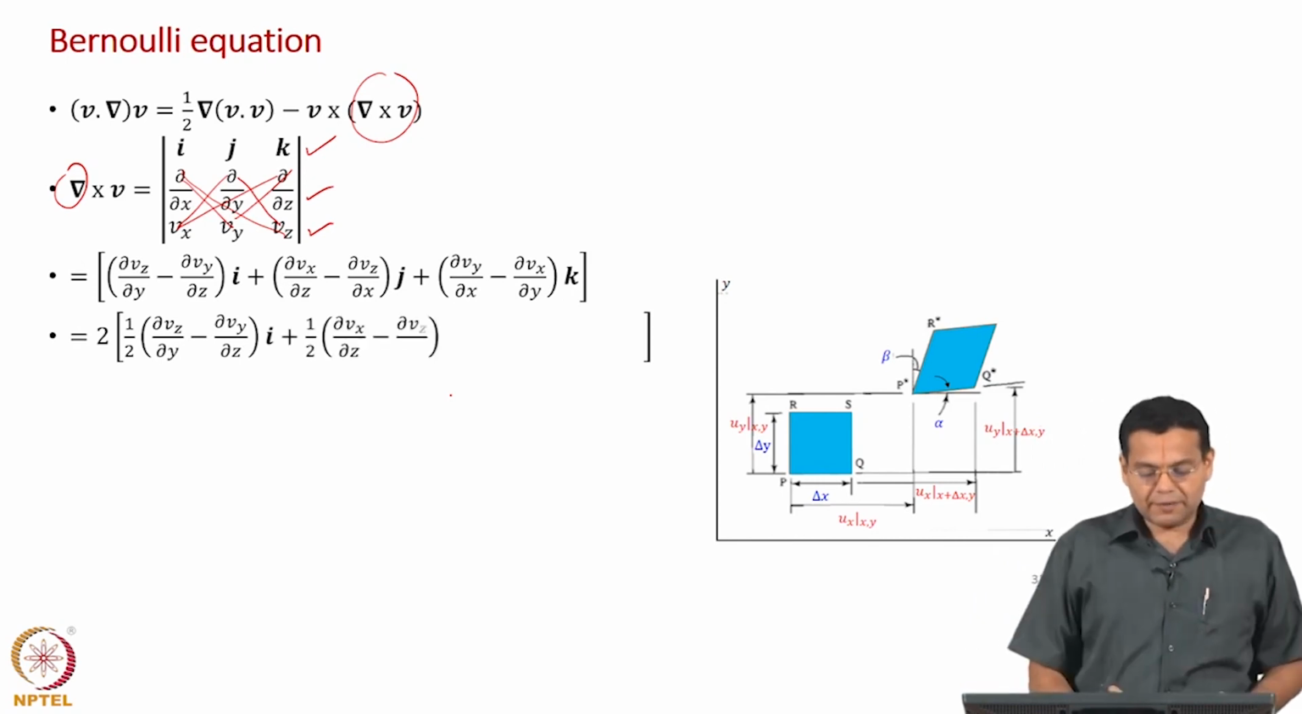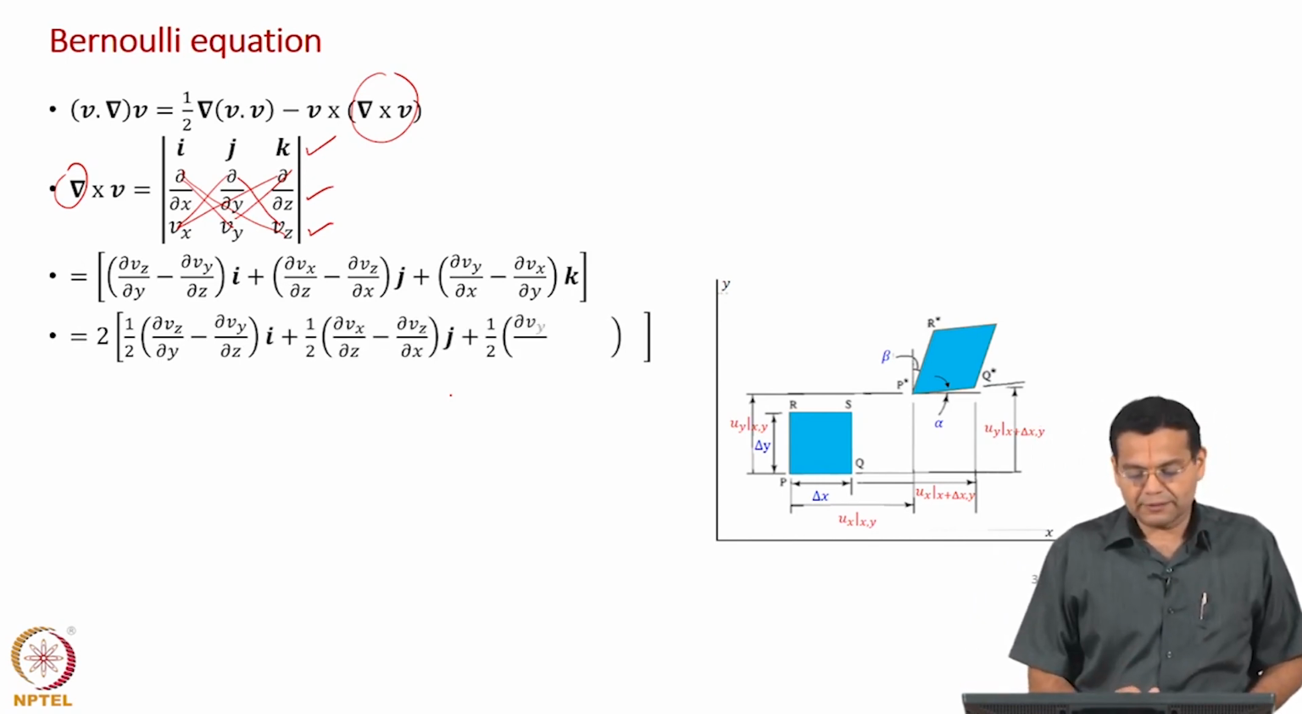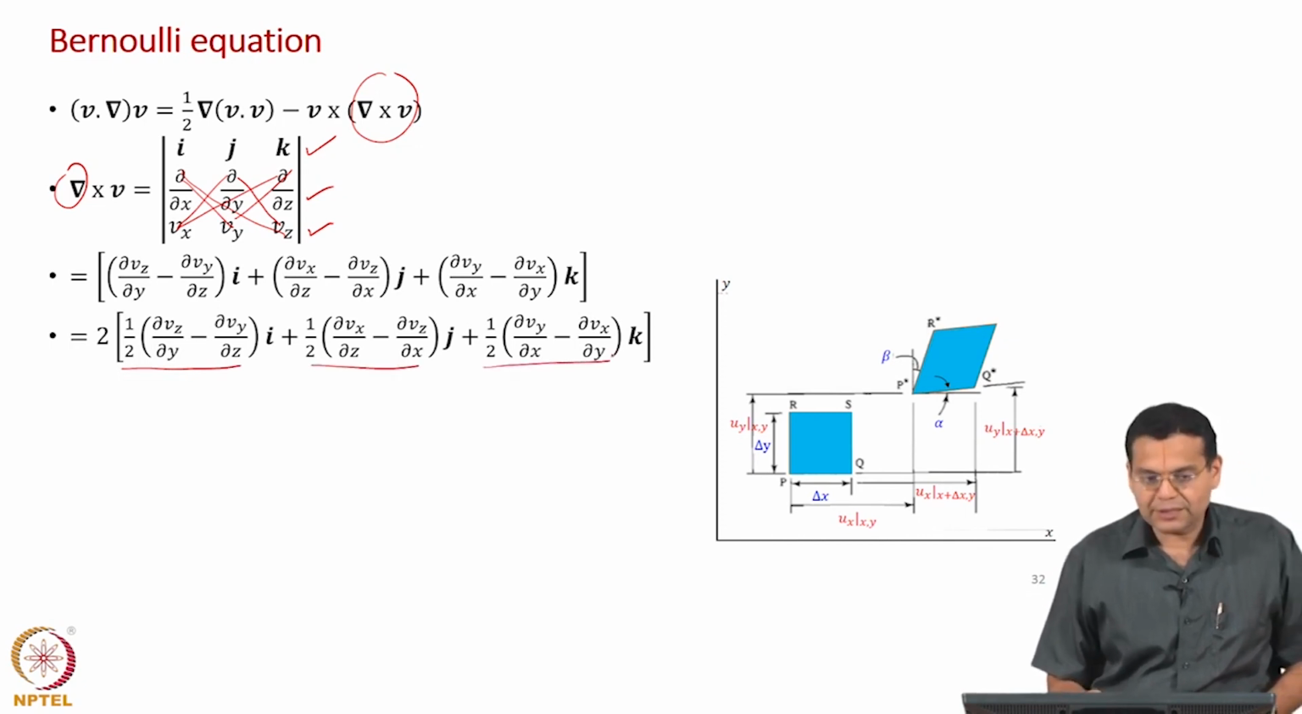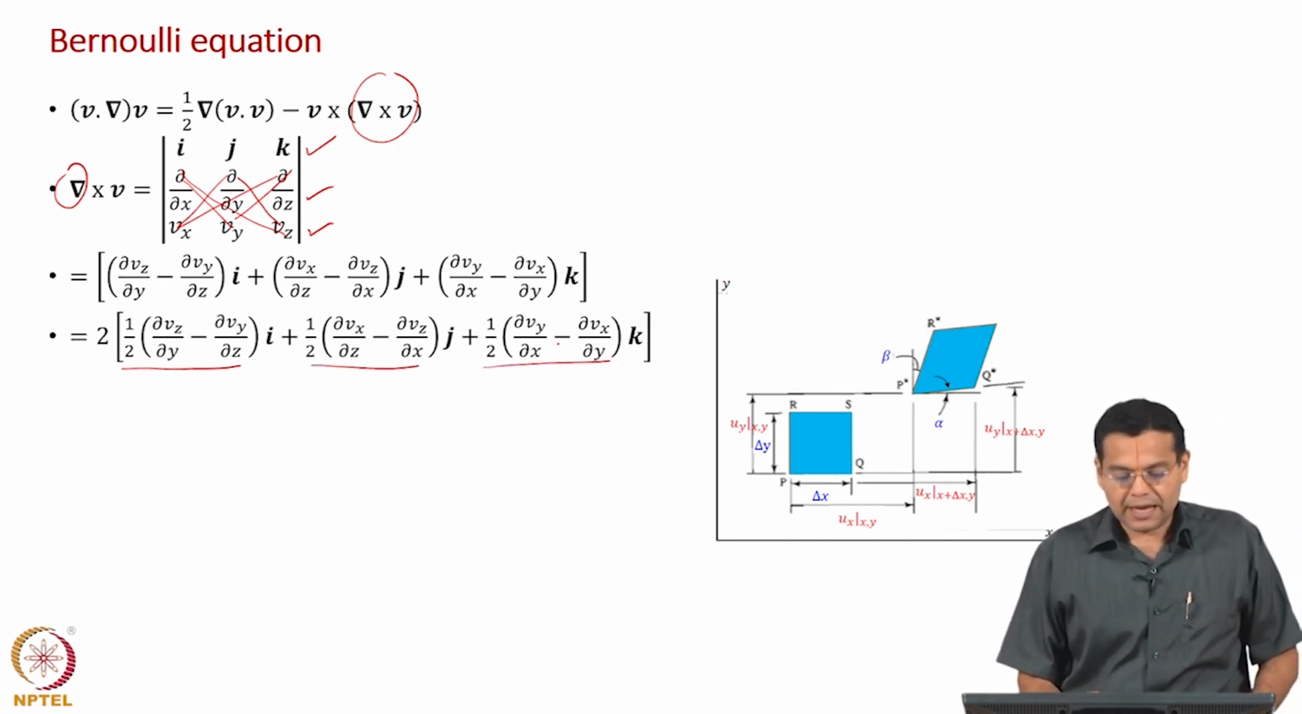What is it that we have done? Divide every term by 2, multiply by 2, and take the 2 outside. Now, if you look at the terms here, it should sound familiar to us, especially the last term, because usually you have been working in the xy coordinates. What does it represent? That represents the rate of rotation in the xy plane.